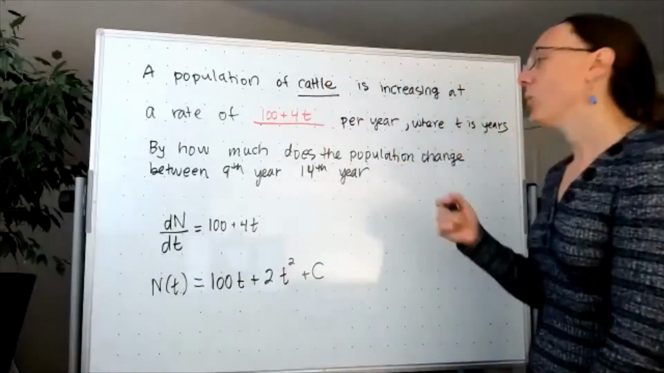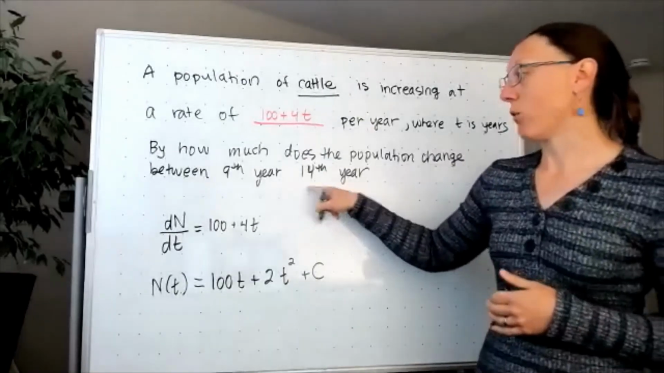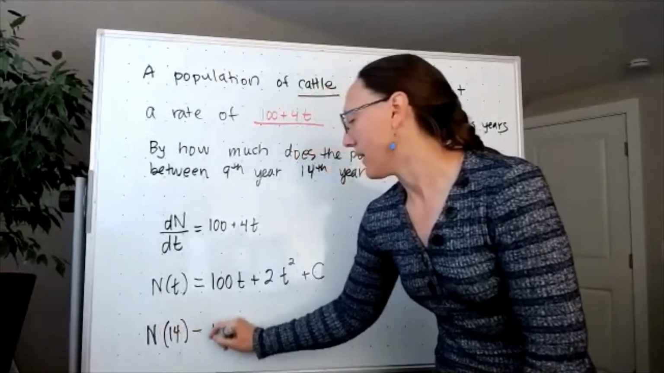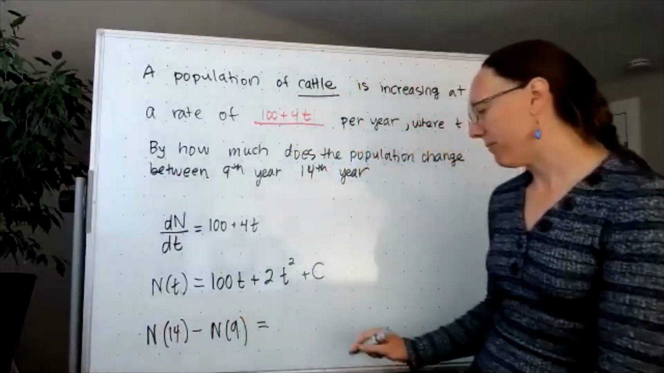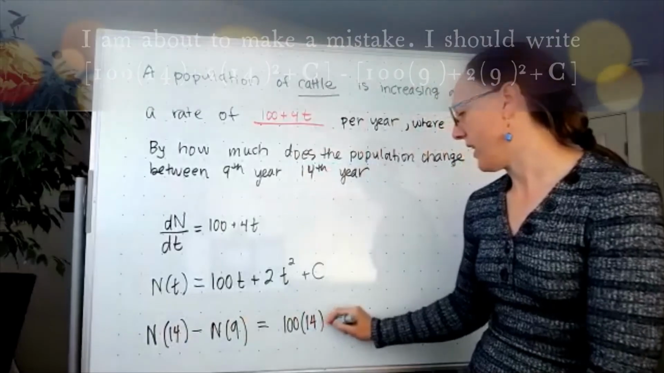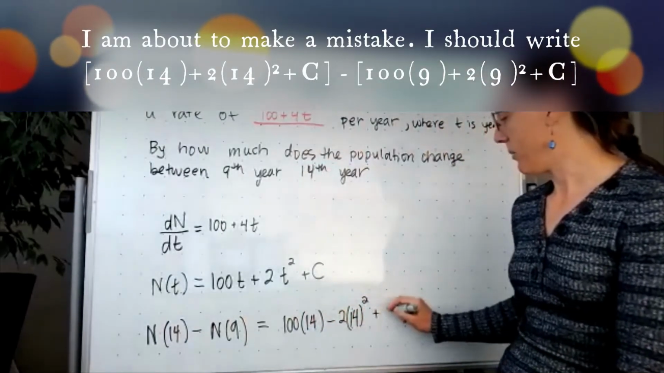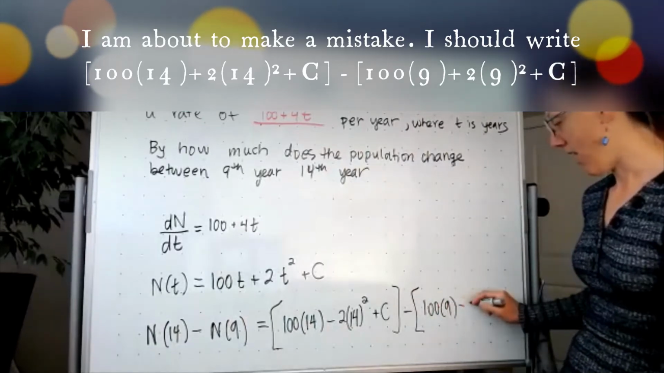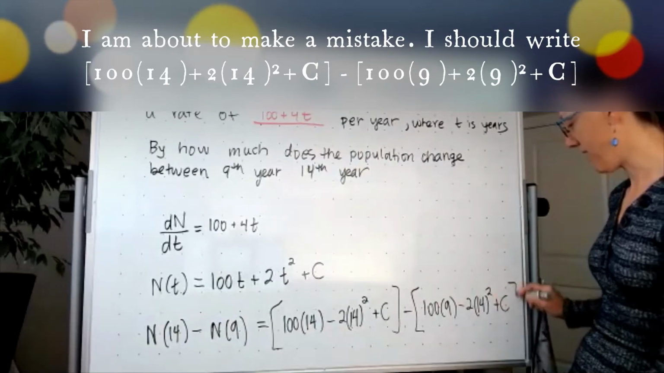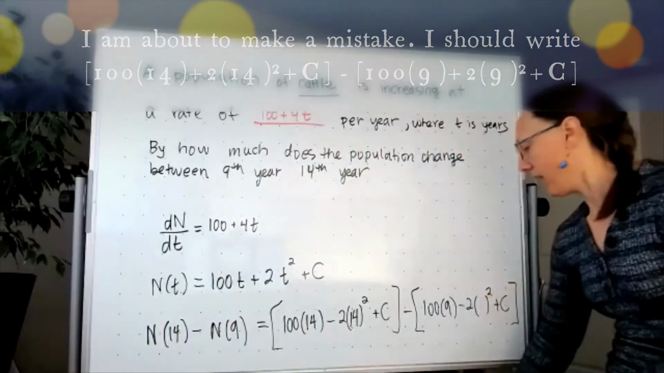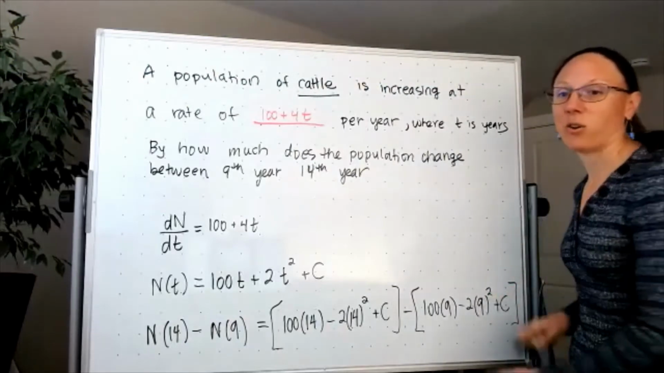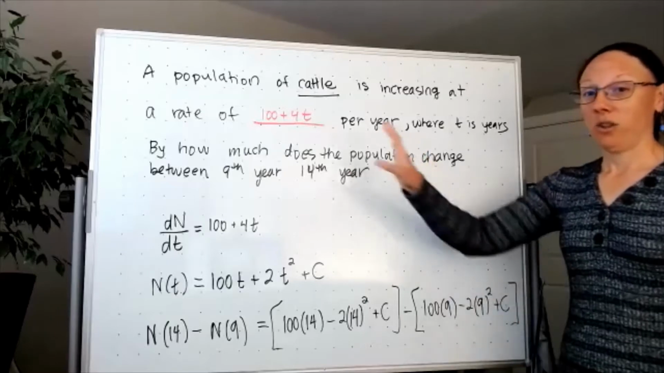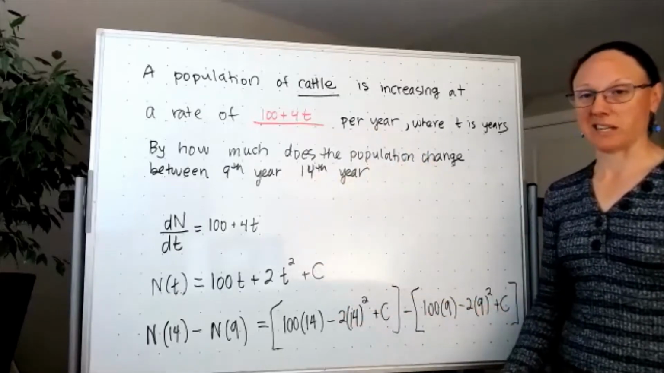Fun fact, it doesn't matter, because we only care about how much the population changed between the 14th year and the 9th year. So if I took this approach, I'd be looking at N of 14 minus N of 9. I'd have 100 times 14 plus 2 times 14 squared plus that constant, and then I'd subtract off 100 times 9 plus 2 times 9 squared plus that constant. And notice those constants are going to cancel out. This would be that section 4.6 approach.